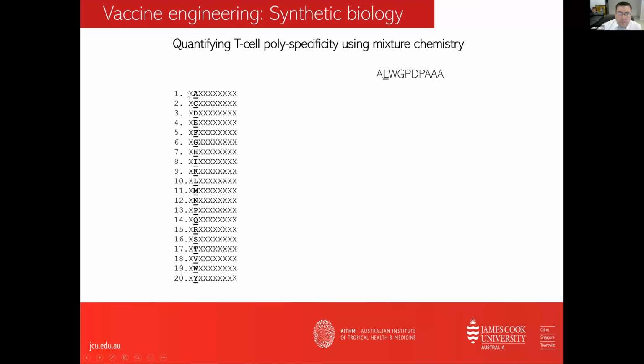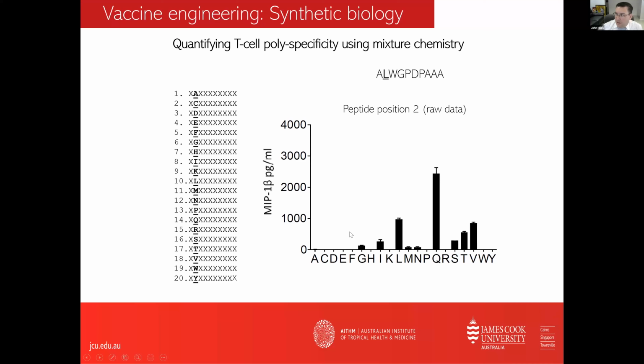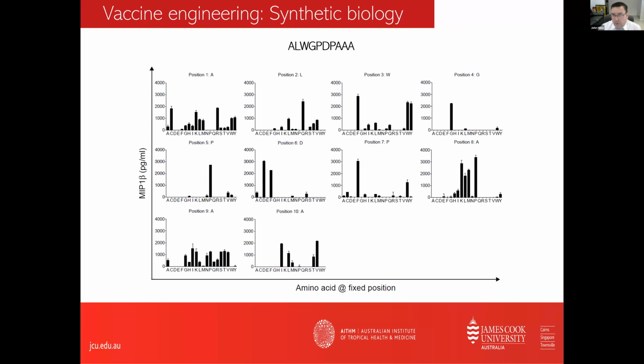And it preferred L, which is here. But there was actually a preference for Q. This is a little bit difficult because L is an anchor position in MHC, but irrespective, this TCR liked Q. So if you put them all together, this is what you get.